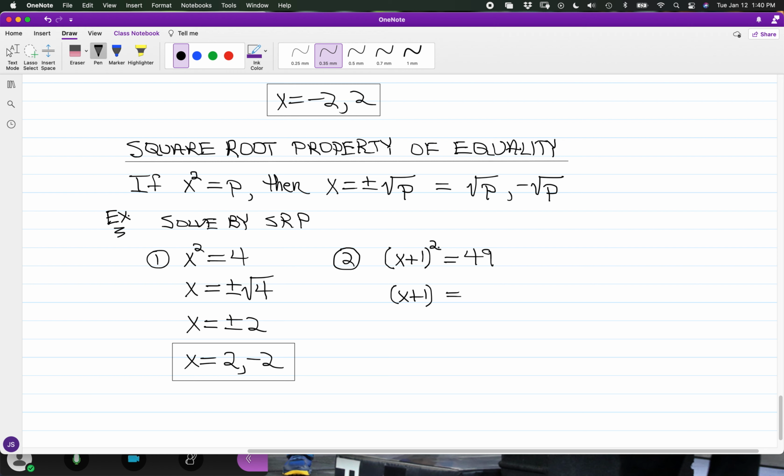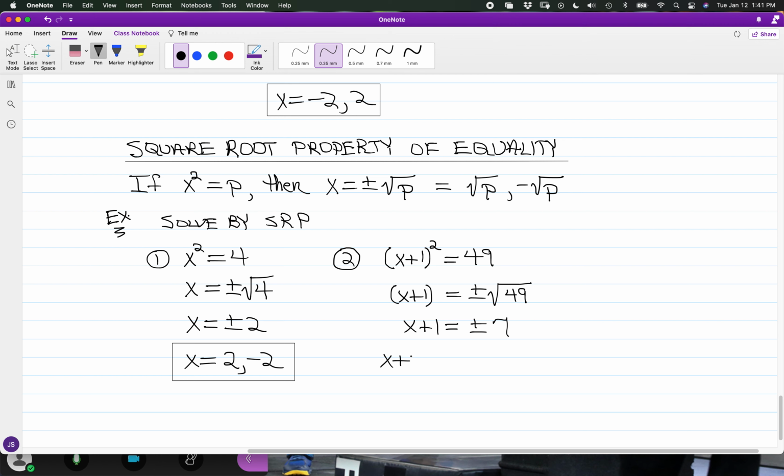So if I go from second to first order in the expression, on the other side I'm going to take its plus or minus square root values. So I've gone from x plus 1 to the second, to x plus 1 equal to plus or minus. Now the square root of 49 is going to be 7. And if you notice, x plus 1 could be 7, or x plus 1 could be negative 7.